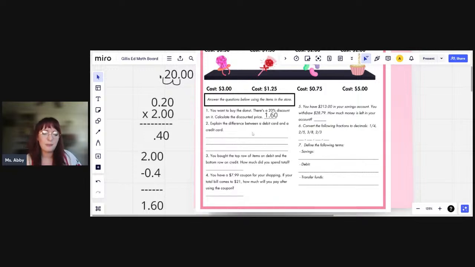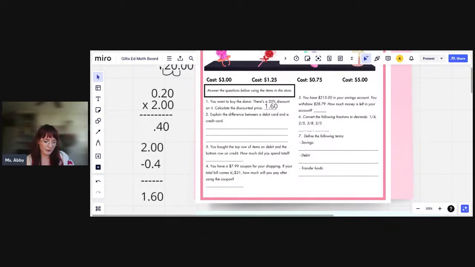So, now we're going to explain the difference between the two. To put it simply, the difference between the two is that a debit card is linked directly to your bank account and deducts money when used. A credit card allows you to borrow money up to a certain amount and you repay it later, oftentimes with interest.